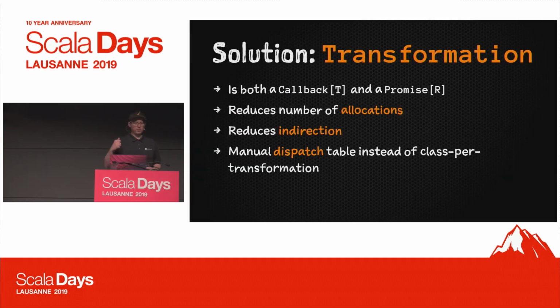With our transformation, we have something which is both a callback and a promise. And that reduces the number of allocations. We don't need to allocate 2 things, we just allocate 1. And that also reduces indirection, because it's the same thing. You don't need to jump between things. And I found out that it's better for performance, in some cases, to manually encode your own dispatch table. Because if you have lots of permutations of transformations, like imagine if you have map transformation, flat map transformation, and all of these things as their own classes, then all the invocations would be megamorphic. And I've actually benchmarked it. It's faster to do it yourself for this specific case.